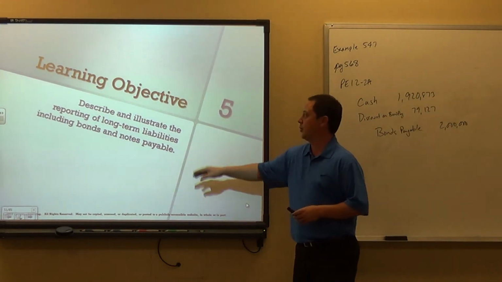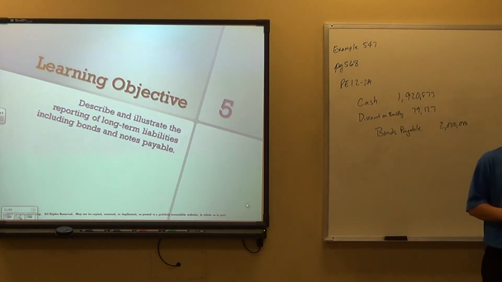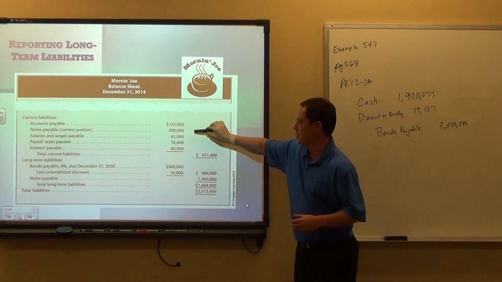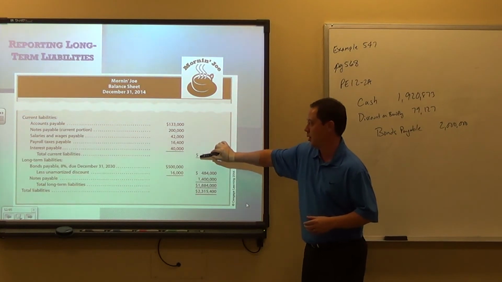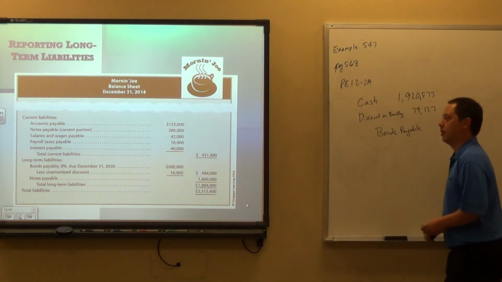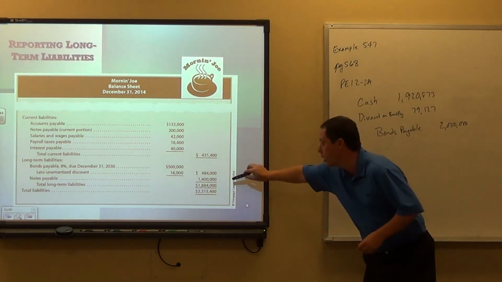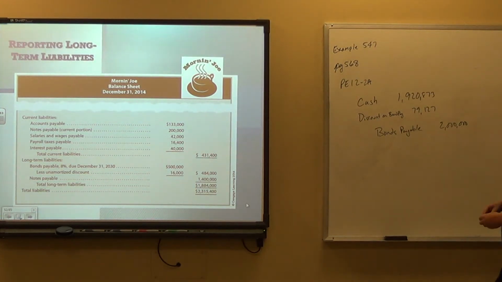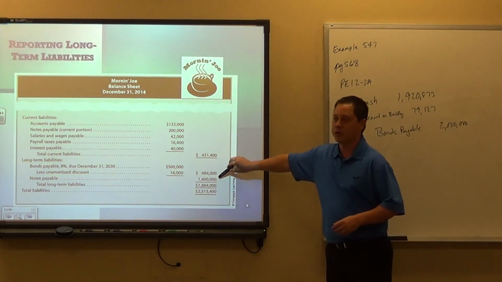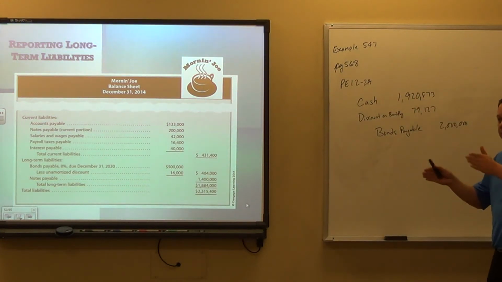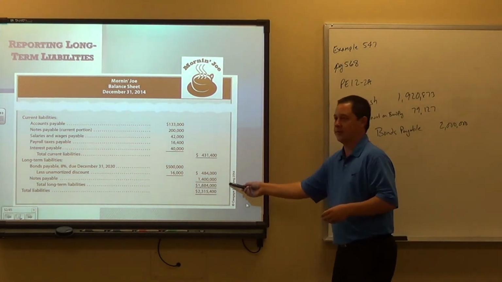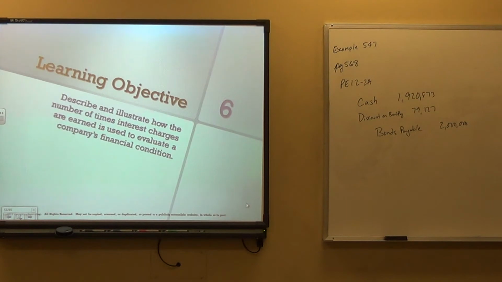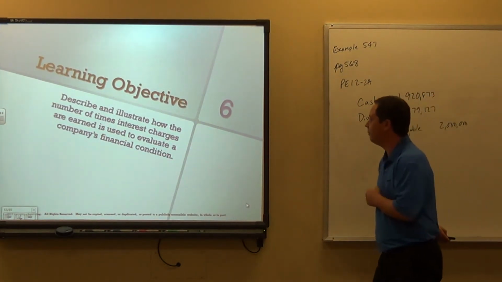So we describe and illustrate the reporting of long-term liabilities, including bonds and notes payable. As you can see, this is what a balance sheet looks like here, and you can see our current portion of our notes payable. And then here is our long-term notes payable, which is what we owe long-term. So we have $200,000, that's our current portion within the year, and then this is outside that year, the rest of it. Okay, so those are our long-term liabilities. That was a quick section there.